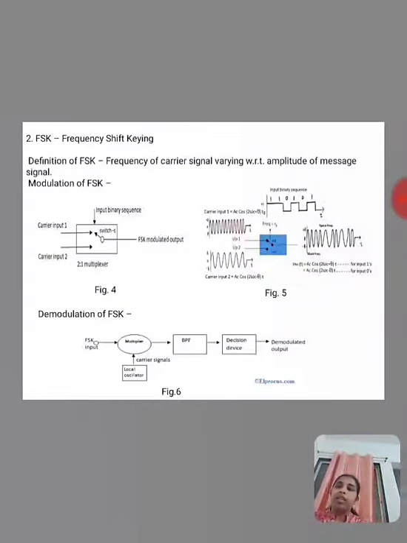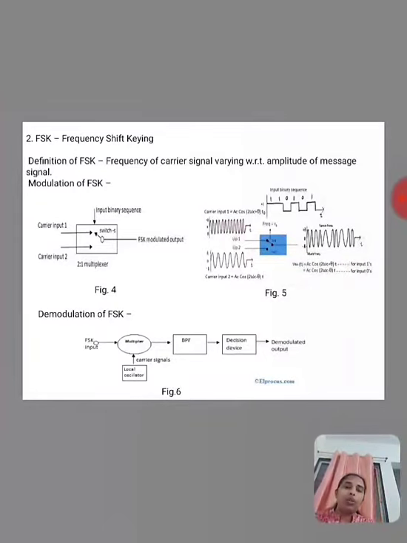In this, the switch S of the 2:1 multiplexer has the important role of generating the FSK output. Here the switch is connected to carrier input 1 for all logic 1s of the binary input sequence, and switch S is connected to carrier input 2 for all logic 0s of the input binary sequence. So the resultant FSK modulated waveform has mark frequencies and space frequencies.